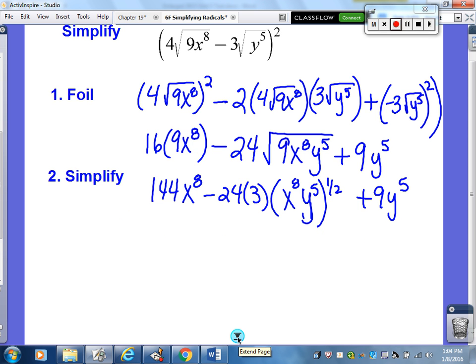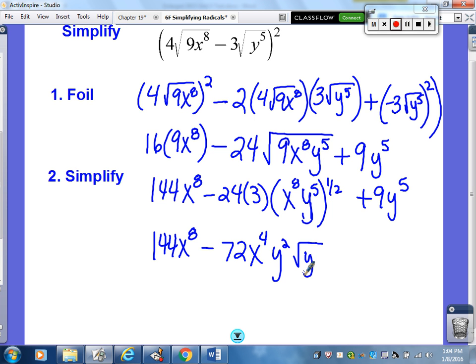All right, so what do we end up with? 144 x to the 8th minus 24 times 3 is 72. Half of 8 is x to the 4th. 5 halves, which is 2.5, so that means y squared comes out and a y stays in, plus my 9y to the 5th. So I'm just simplifying from this step to here. I'm just simplifying those radicals. So that's my final answer.